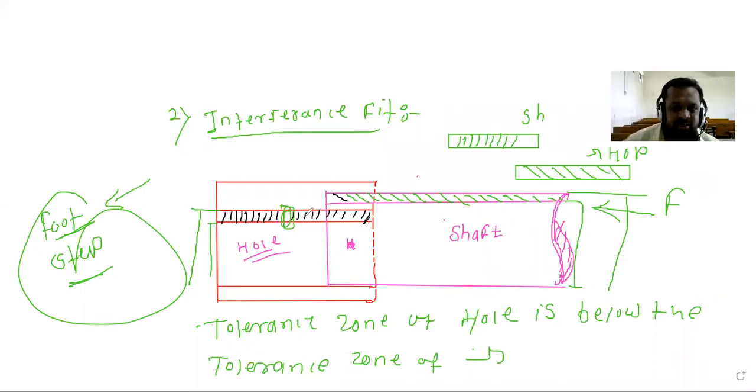Here it is not necessary to draw the whole figure, you just have to draw this. Automatically they will understand that an interference fit is required. So understood. Anybody having any doubt, any problem? Okay, thank you.